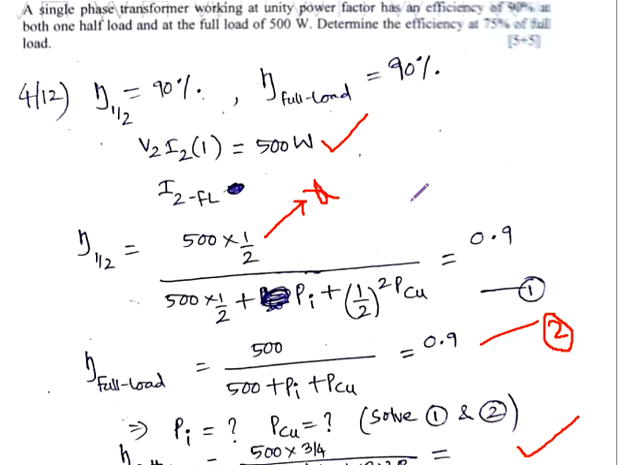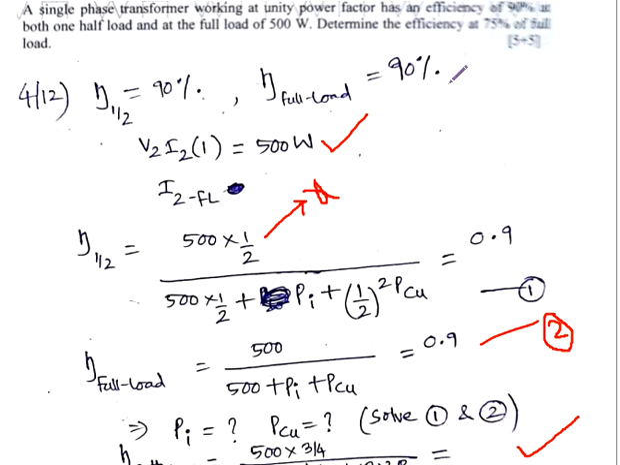Hi, in this lecture we will be looking at numerical problem solving based on the efficiency concept of a transformer. So we will see the question here. It is given that a single phase transformer working at unity power factor has an efficiency of 90% at both one half load and at the full load of 500 watts. Then we have to determine the efficiency at 75% of full load, that is at 3/4 of the load.